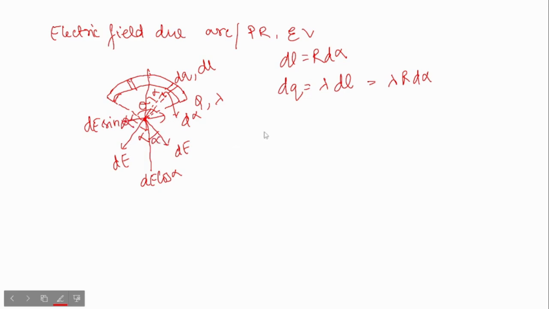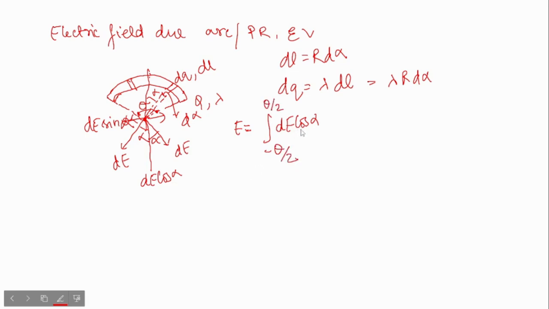So net electric field will be the integration of dE cos alpha. Now this is a very important point: what limits of integration will you put? If you consider only dE cos alpha, then you put the limits from minus theta by 2 to plus theta by 2. If you consider 2 dE cos alpha, then you can put the limits from 0 to theta. We'll be considering dE cos alpha, and for your satisfaction you can do the other at home as well. So the limits will be minus theta by 2 to plus theta by 2.